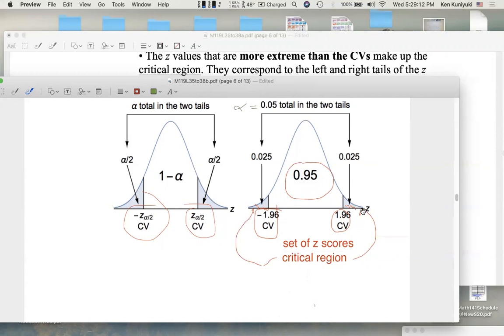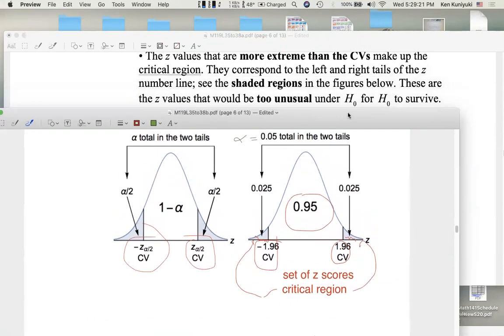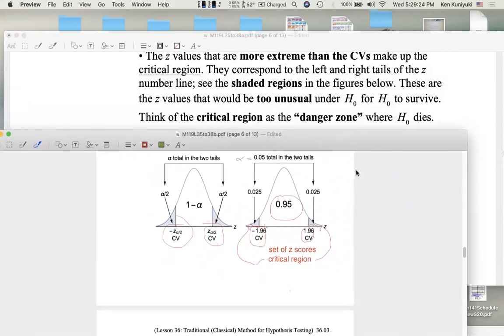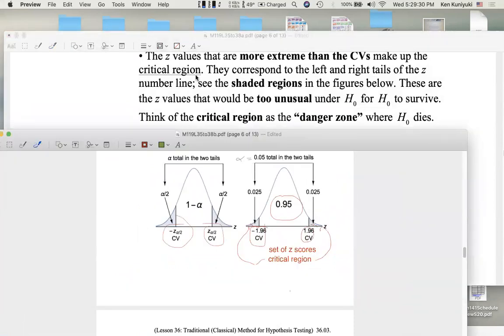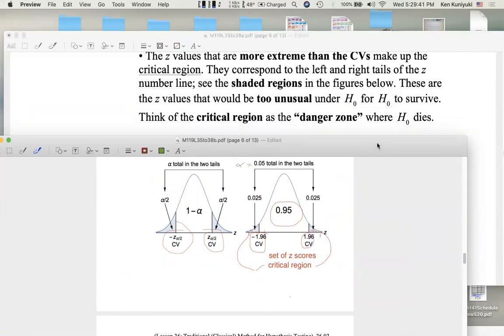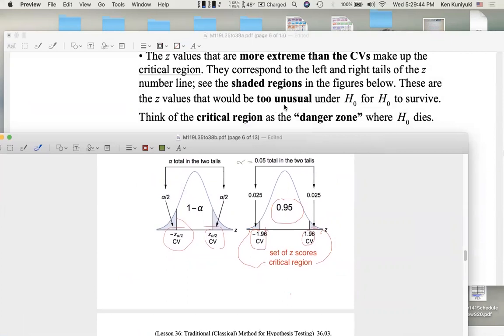Again, on the examples I give you, you're not going to get exactly the critical value. That's no fair. The probability of that happening is 0 anyway. The z-values that are more extreme than the critical values make up the critical region. They correspond to the left and right tails of the z number line, the shaded regions. These are the z-values that would be too unusual under the null for the null to survive. Think of the critical region as the danger zone or acid bath where the null dies.